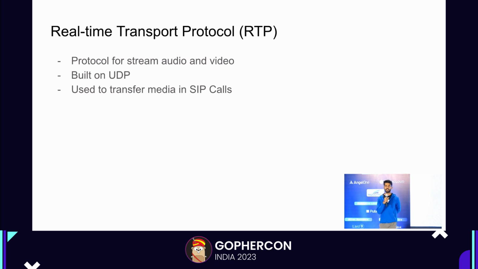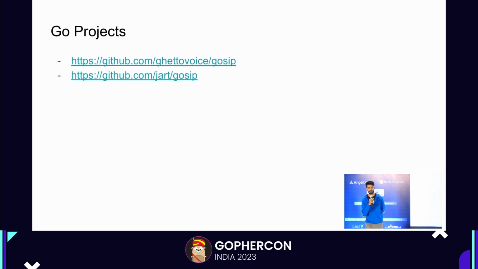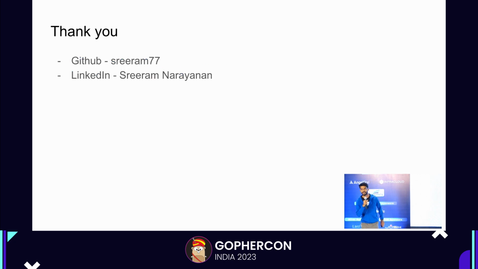Finally, the media. Media works on RTP. It's the Real-time Transport Protocol. It's built on UDP. This is used to transfer the media between the two parties. And yeah, these are a couple of Go projects that implement SIP and RTP. And finally, thank you.